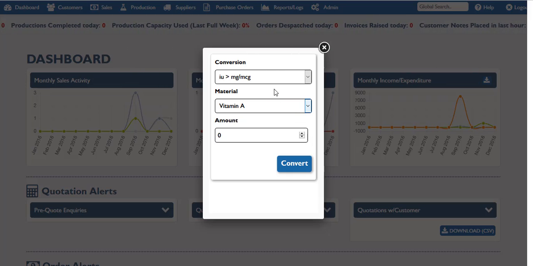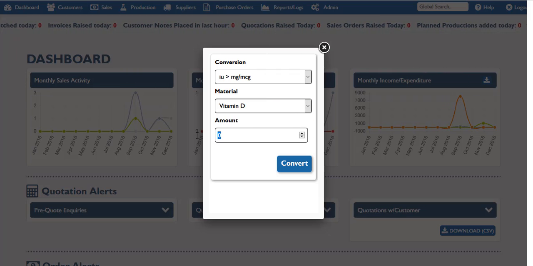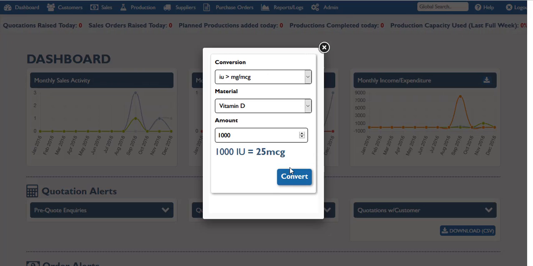In this case, I'm looking to convert between IU and milligram microgram, so I'll leave that as default, and I'd like to convert something for vitamin D. Here I will add the amount of IU I have and click the convert button. This shows me the amount of micrograms that I will use. Obviously this is only an approximation, however it does give you a good idea as to the likely microgram usage before you've even gotten into something like formulation planning, for example.